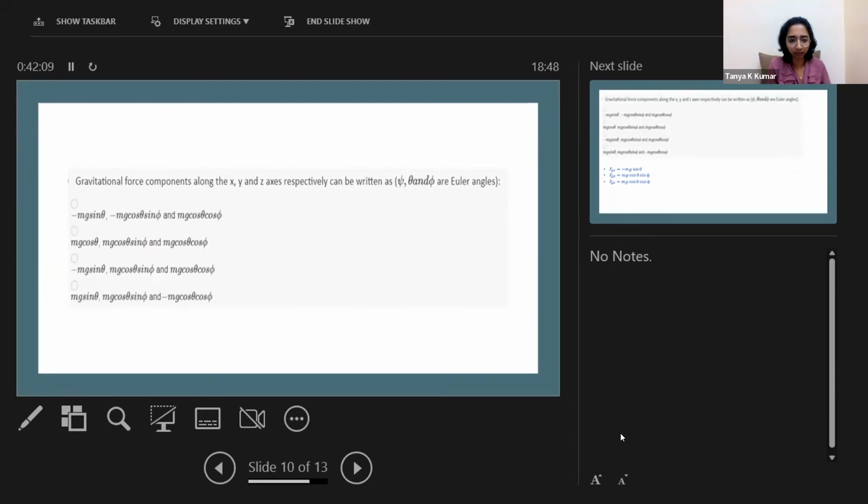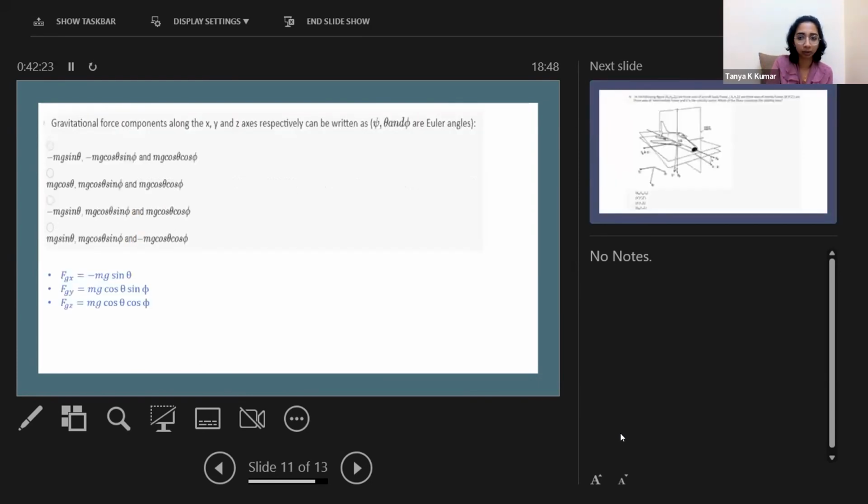Can anyone just tell me? It's just directly given. So the x-axis would have a negative sign, so it's obviously the first or the third one. Then what are the other components? Let's just see. We had F_gx as minus mg sin theta, F_gy as mg cos theta sin phi, and F_gz as mg cos theta cos phi. So it is the third option, right? Third option.